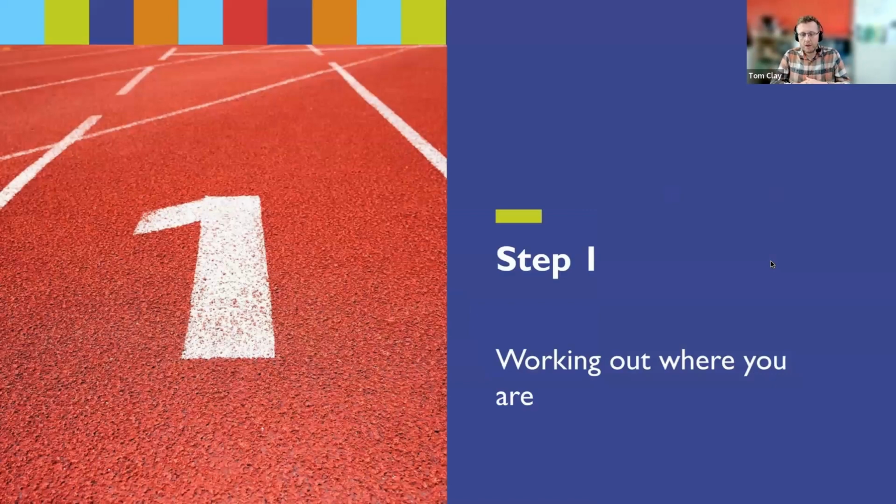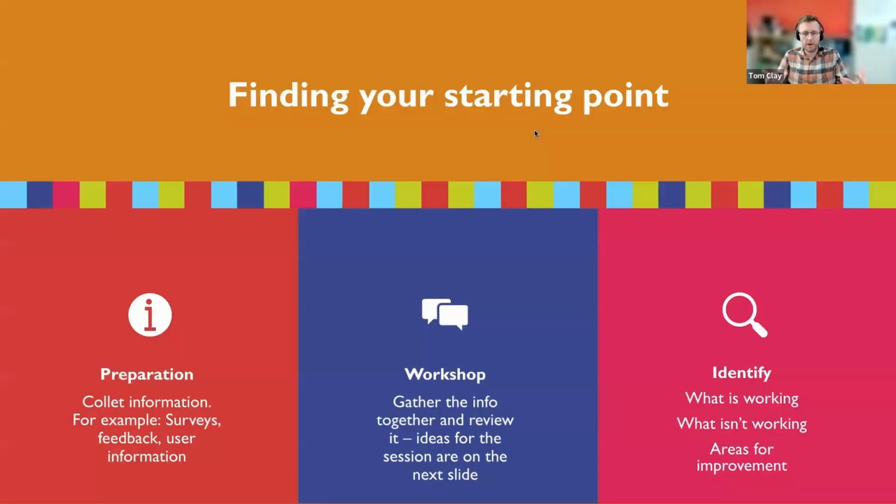So step 1, you need to work out where you are. So you need to establish a starting position. This might sound very straightforward, but it's often something that people forget. They tend to move straight to setting out a vision or a mission statement without actually reviewing where they are. So to do this, you'll need to gather information. You can do this through surveys, feedback, many other mechanisms.